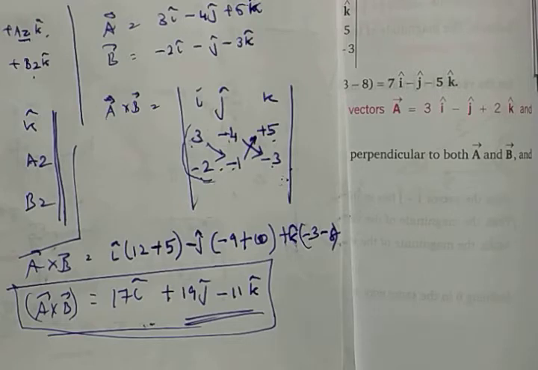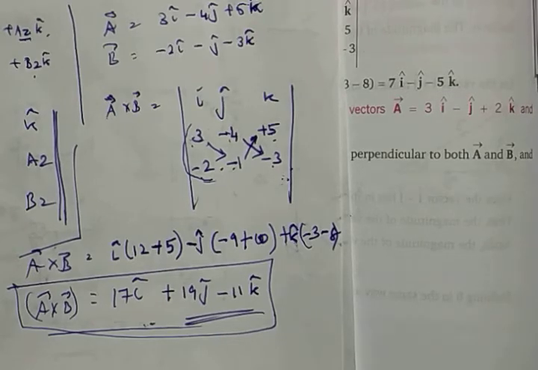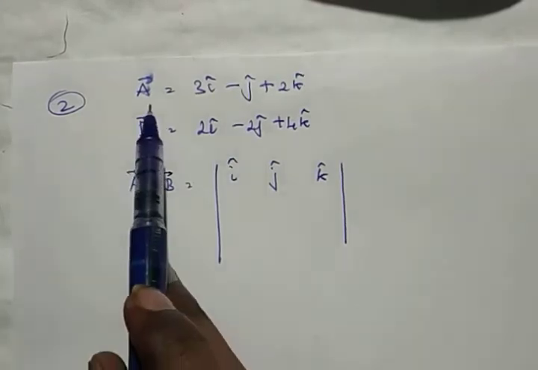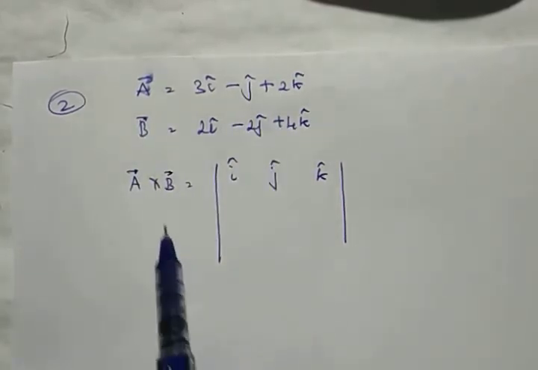So we'll do one more question which will be a little more similar to the same thing. You will get one more idea about how to do this calculation of finding out the vector product. Yeah, let us try this question. A vector is given here, B vector is given here. A cross B you need to find out.